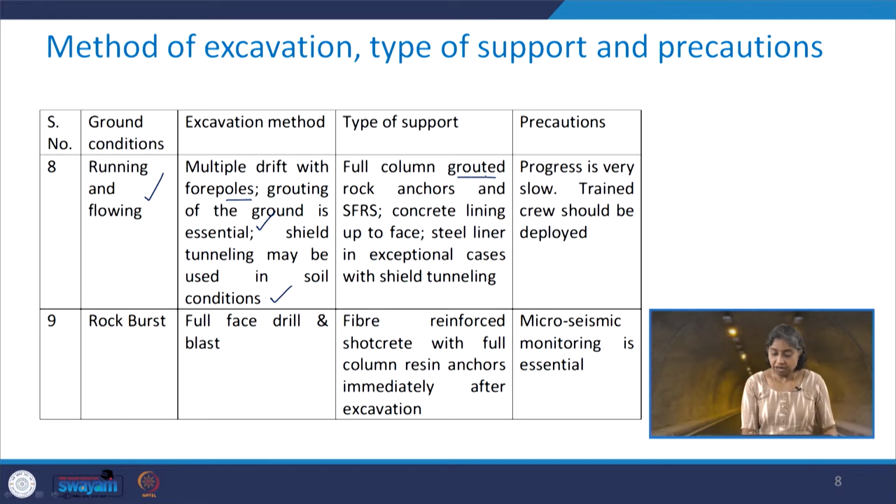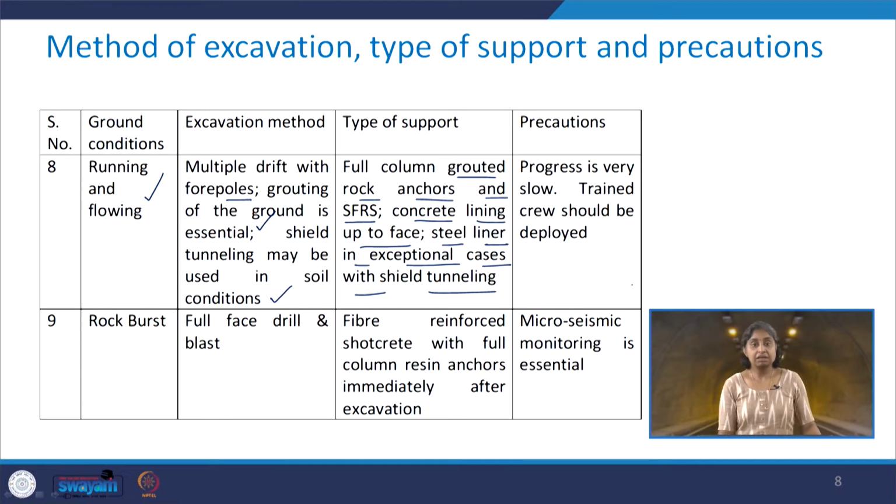Then full column grouted rock anchors and SFRS are the preferred type of support. Concrete lining up to the face, steel liner in exceptional cases with shield tunneling is to be opted for. In this case, the progress of the advance of the tunnel is extremely slow, and a trained crew should be deployed so as to have proper support installation and tunneling procedure.